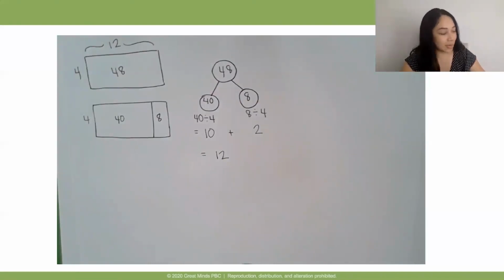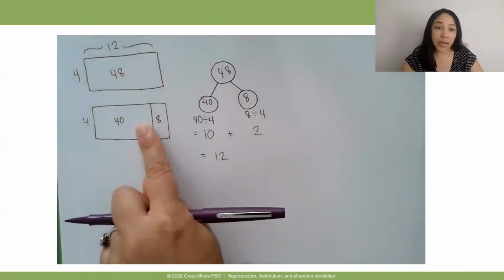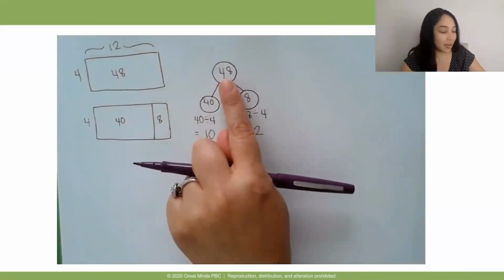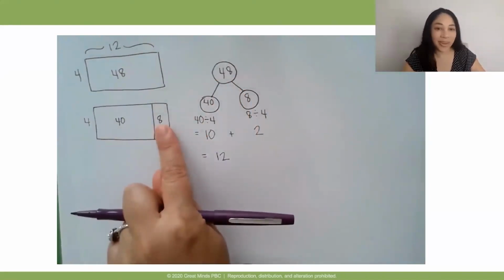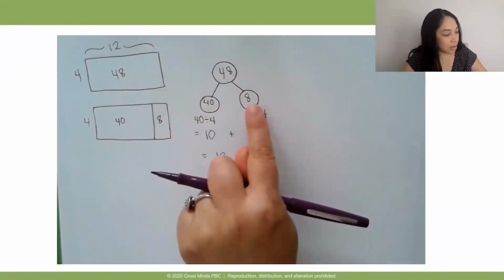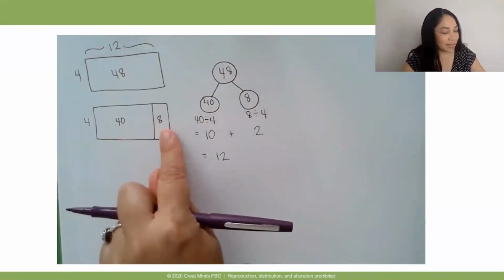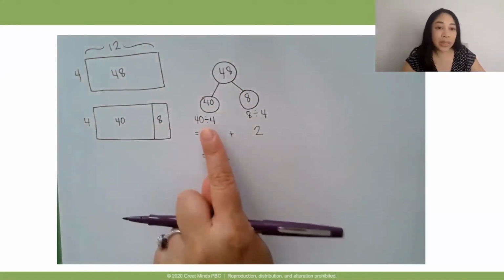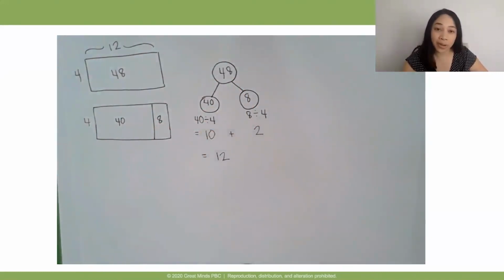Both the number bond and the area model show whole and parts. 48 is represented here, and 48 is represented here. The parts here, and we see the parts here. We can see in the number sentences also that the parts are divided by 4, which is the width of the rectangle.